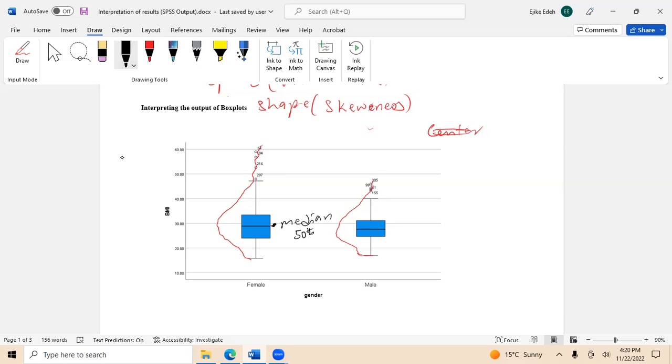And here at the bottom is your minimum, and at the end of the whisker here is your maximum. Then this point, let me draw it on the plot for male, this line is the 75th percentile. And this point here, this line ending here, is the 25th percentile.